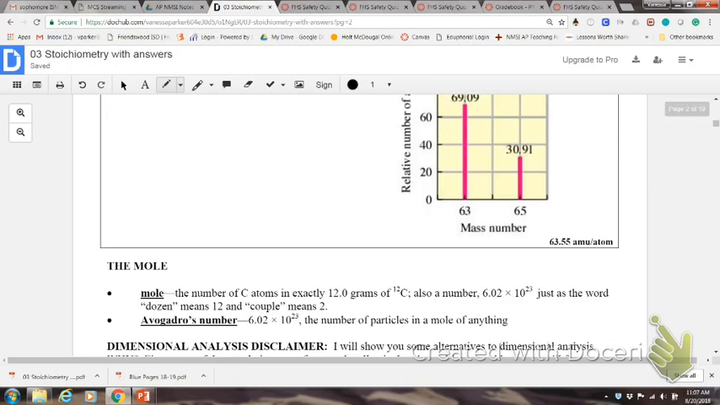Do y'all remember how to do that with the weighted average? It's also how your grade's calculated, weighted average.